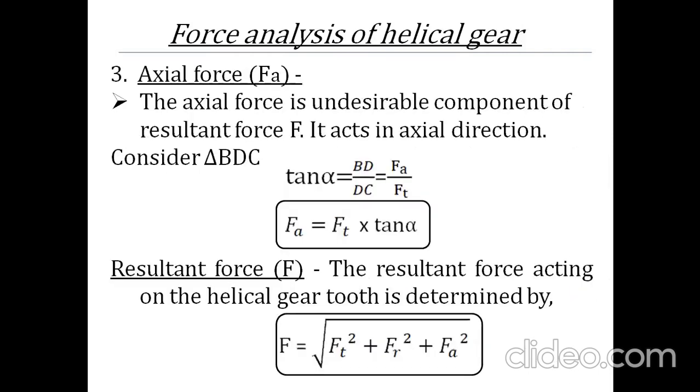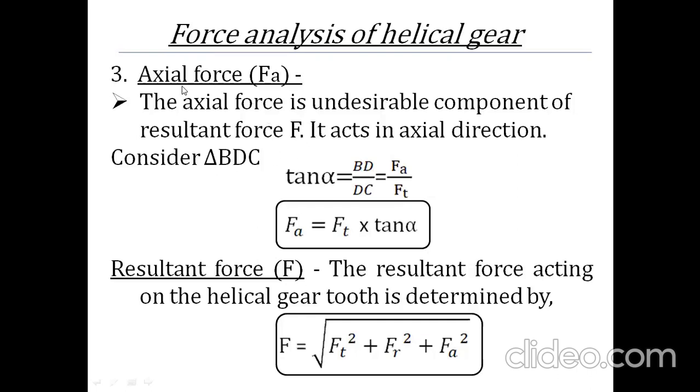Now come to the third force, which is acting at point C and is a component of the resultant F, the axial force FA. That axial force is an undesirable component of the resultant force. In the application, that FA is undesirable. Why? Because that FA force tries to slide the helical gear on the shaft on which it is mounted. It will tend to slide on the shaft. So that force is an undesirable component of the resultant force, and it acts in the axial direction.